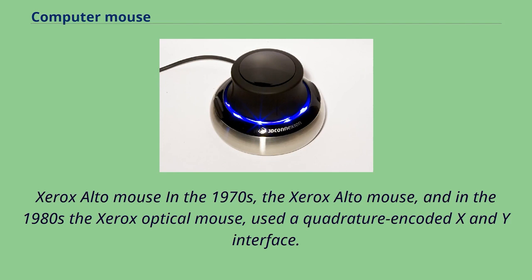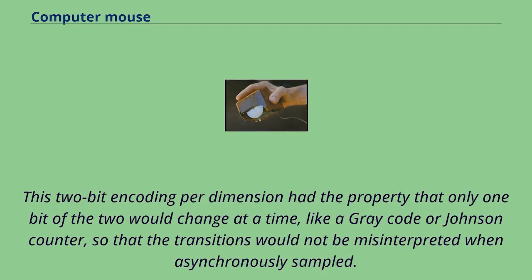Xerox Alto Mouse. In the 1970s, the Xerox Alto Mouse, and in the 1980s the Xerox Optical Mouse, used a quadrature encoded X and Y interface. This 2-bit encoding per dimension had the property that only one bit of the two would change at a time, like a gray code or Johnson counter, so that the transitions would not be misinterpreted when asynchronously sampled.